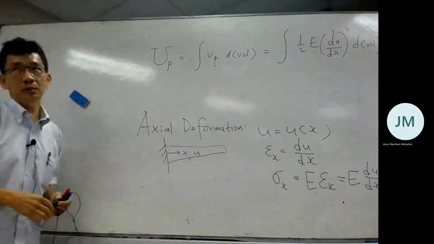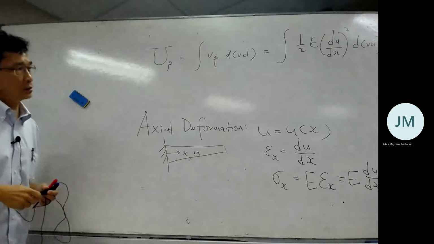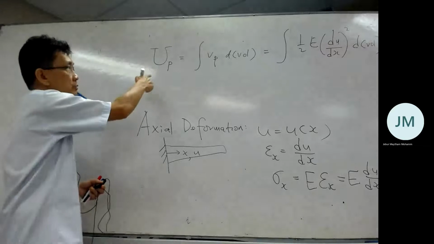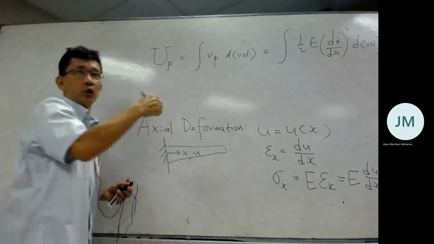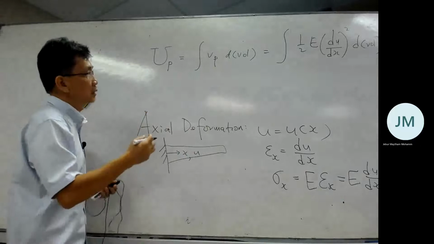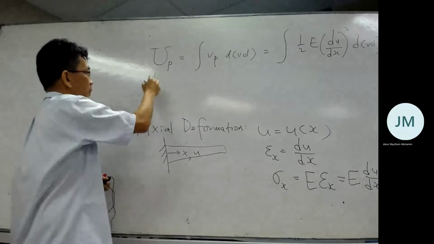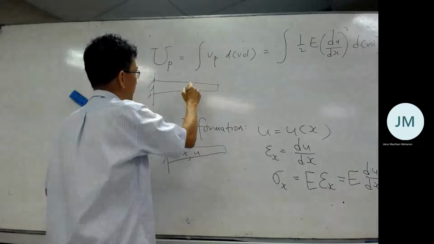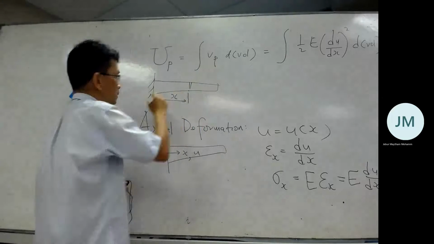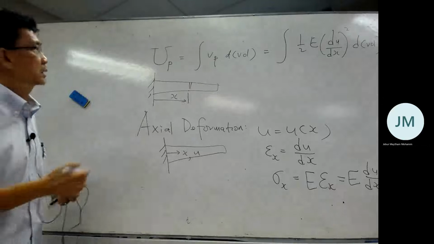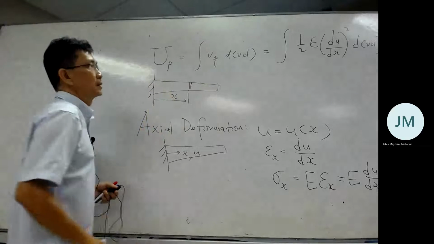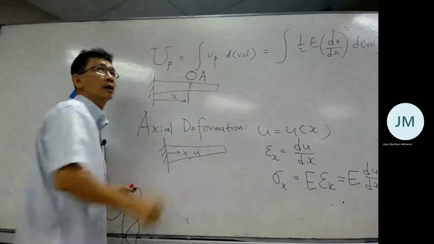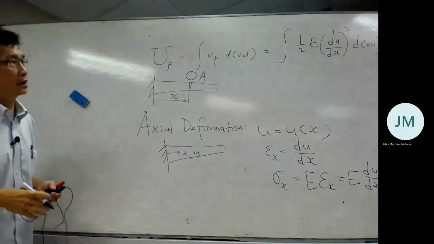Now we have to look at the meaning of d volume. We integrate over the volume because strain energy is the integration over the volume. You add up all the strain energy density over the whole volume. So for bar problems, at a particular location x from the origin that we have chosen, let's say the cross-sectional area here is A.